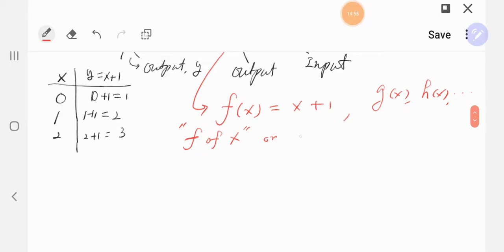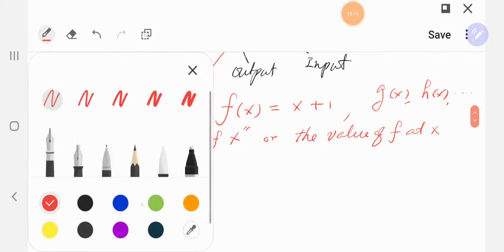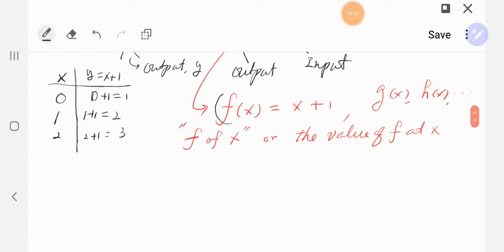Or this is the value of y, the value of the function at x. So f of x is the y value. What's the y value? The y value is the output. So this is how we read it. But we usually read it as f of x, which is the value of f at x.